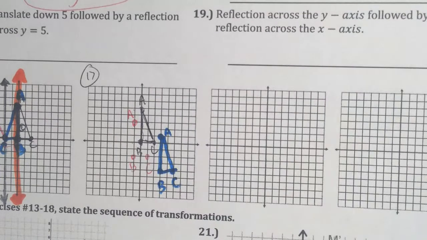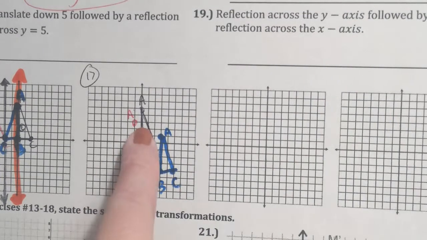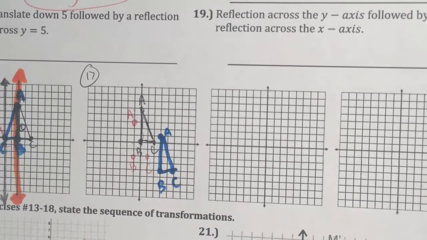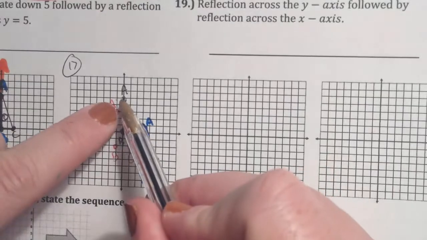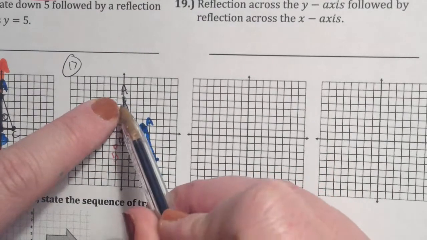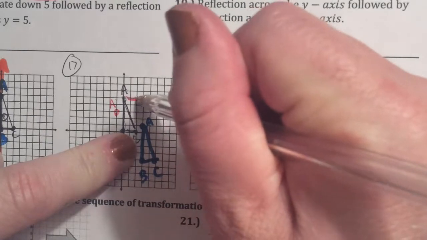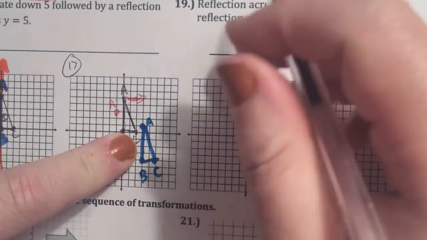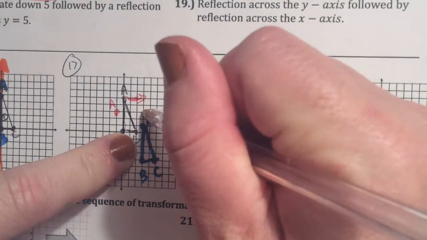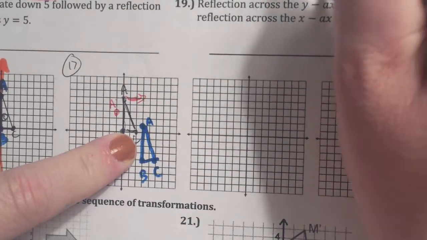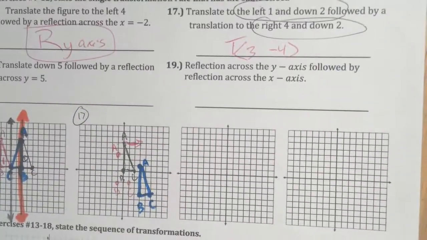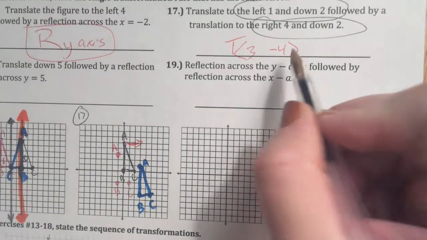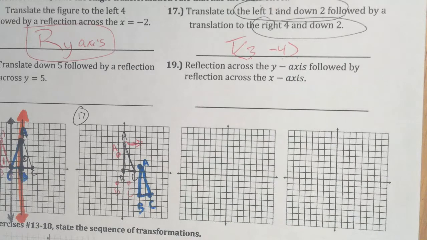Okay, so what was a faster way to go from the black to the blue? Well, it looks like a slide to me. That's a translation. So what's a faster way to go straight from the black A to the blue A? Well, I would have gone right 3 and down 4, so negative 4. So translate 3, negative 4.